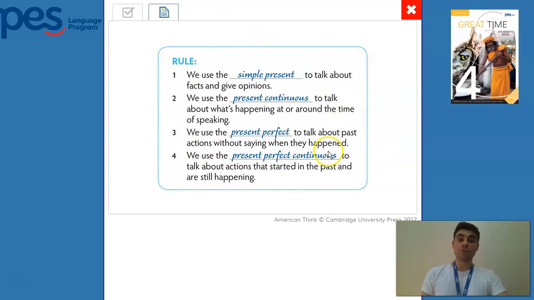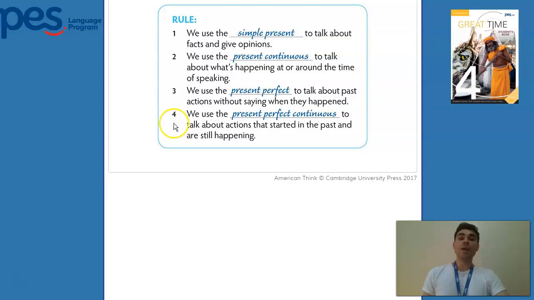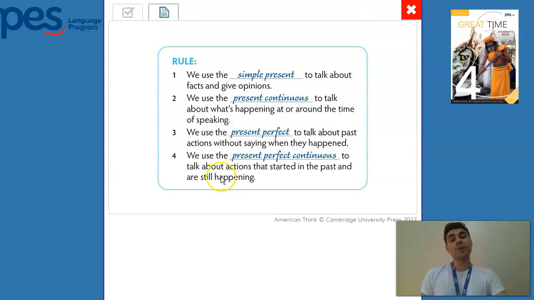Here we have the answers. So again, number 1, we use the simple present to talk about facts and give opinions. 2, we use the present continuous to talk about what's happening at or around the time of speaking. 3, we use the present perfect to talk about past actions without saying when they happened. And 4, we use the present perfect continuous to talk about actions that started in the past and they are still happening. All right?